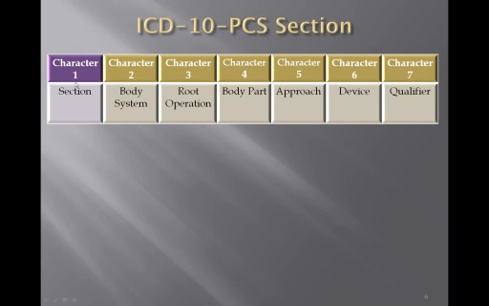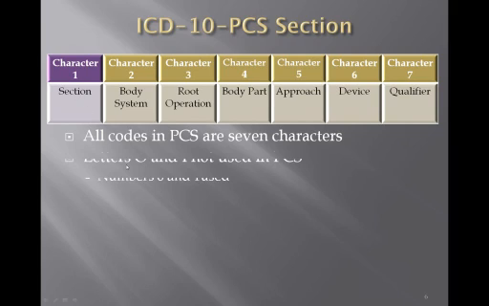Therefore, it's important to understand exactly what characters 1 through 7 mean: the section, the body system, the root operation, body part, approach, device, and qualifier. Each one of those has meaning, and it's important that we learn and understand what those meanings are so that we can properly assign those codes. They could be either alpha or numeric, any one of these, and the meanings will change with each different section.